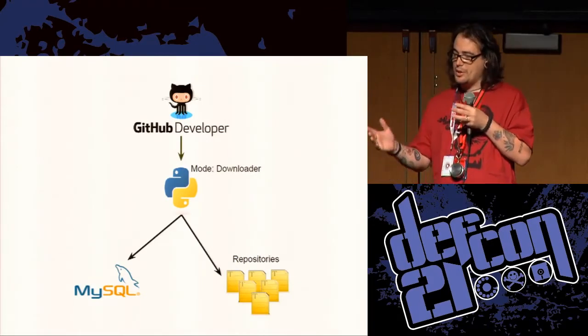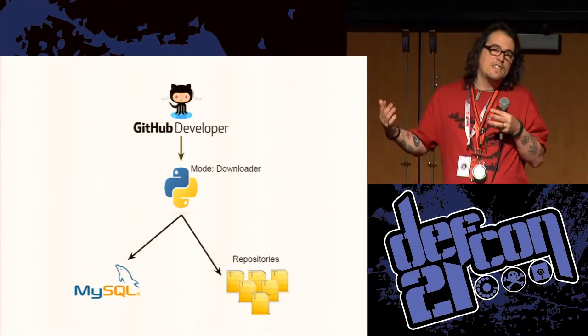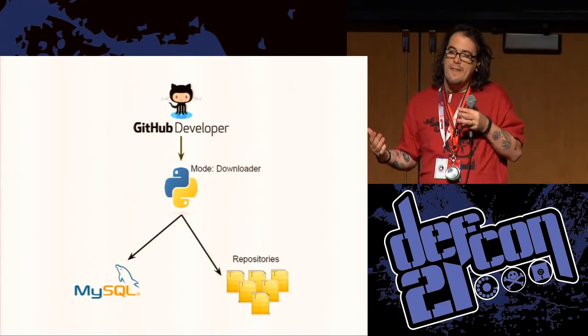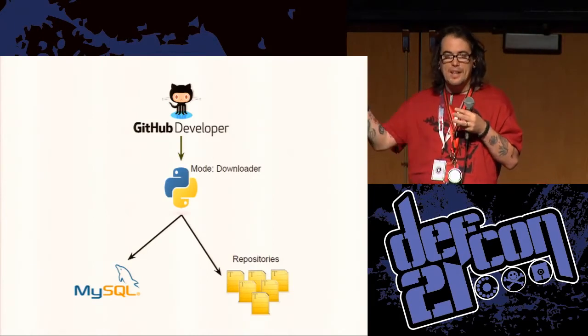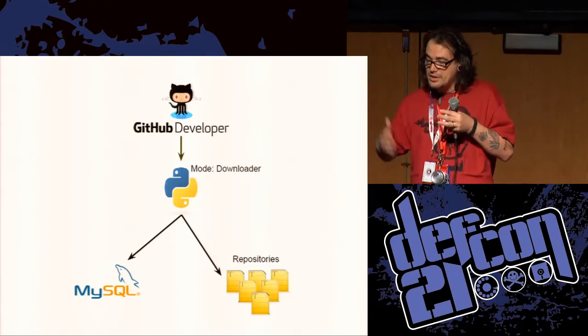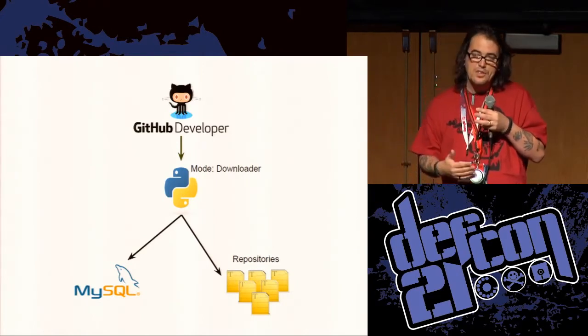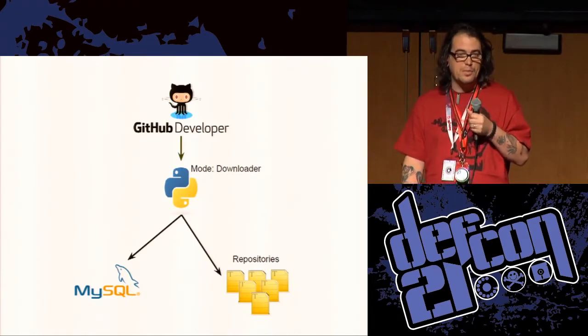So here's how the downloading works. Downloader goes out to the API and says, give me 100 repositories. I've already seen 5,000, so GitHub comes back at you and says, okay, here's the next 100. So it downloads it, dumps it into the database that I've got, and then automatically clones the repository to my hard drive.